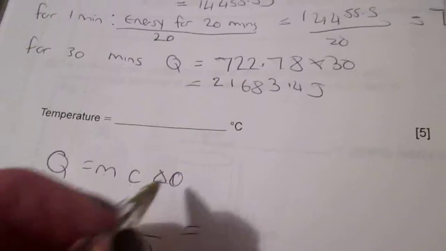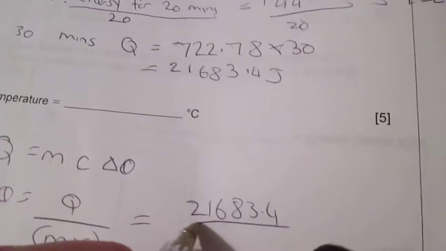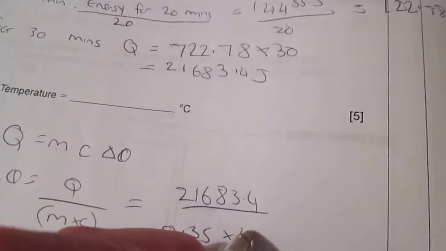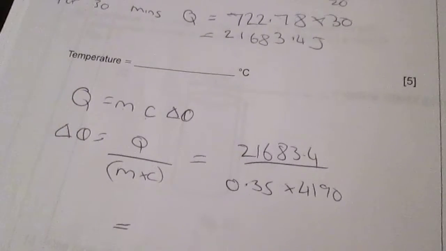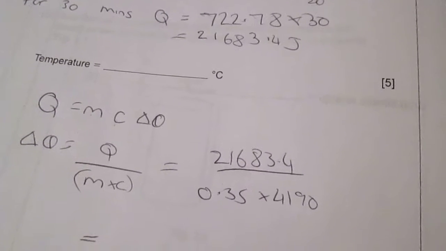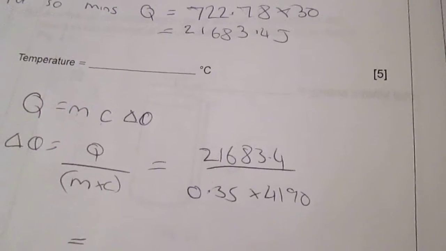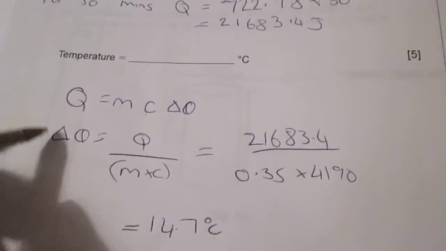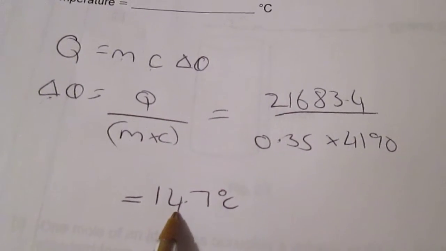So now all I have to do is just put in my numbers. So I have my energy, 21,683.4, divided by my mass, the 0.35 kilograms, multiplied by my 4190. And that's going to give me my change in temperature. So when I type that in, I get a value of about 14.7 degrees. So that means the difference between my initial temperature and my final temperature is 14.7 degrees.